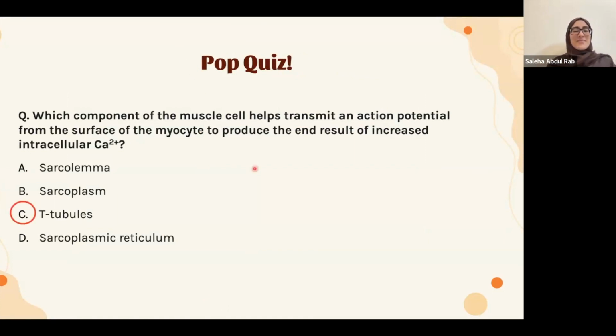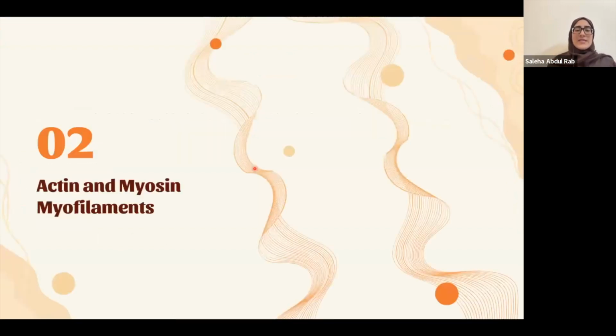The answer is C. Perfect. Okay. T tubules are what helps transmit an action potential from the surface of the myocyte to the end result of increased intracellular calcium. Okay, coming to the second part, actin and myosin myofilaments.